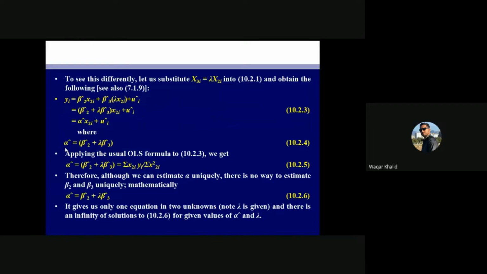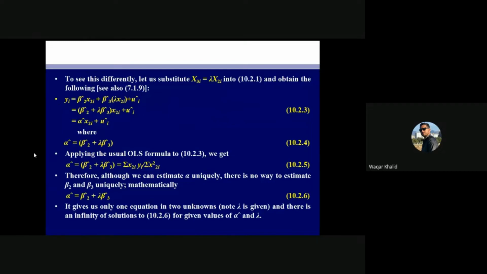So what will you get? You will get an infinite number of solutions if you try to solve this equation. Look at equation 10.2.6. This is one equation where we have two unknowns. Although lambda is unknown, its value is given, so we have two unknowns, beta 2 and beta 3.